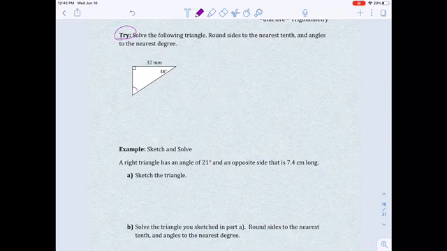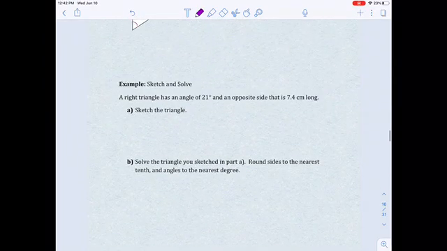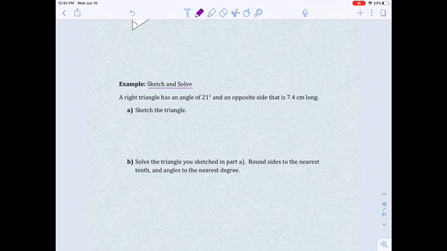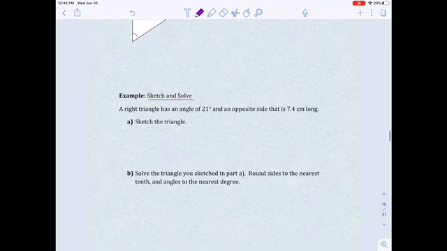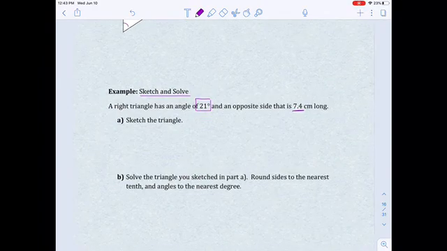I'll give you a minute to pause the video, but let's try the next example, and I would like you to try 2 tries. The next one, this sketch and solve, this is quite critical that we are able to interpret these. We've done a little bit of this in the last lesson or two. It says a right triangle has an angle of 21 degrees, okay, and an opposite side length that is 7.4 centimeters long.